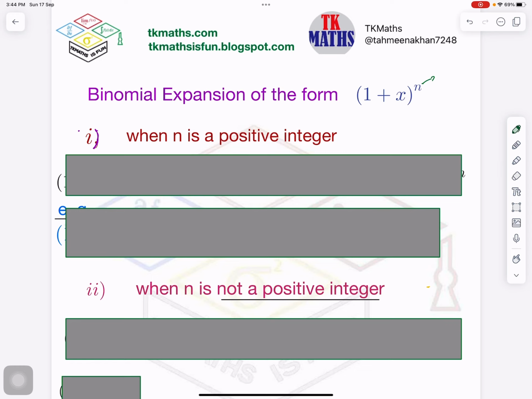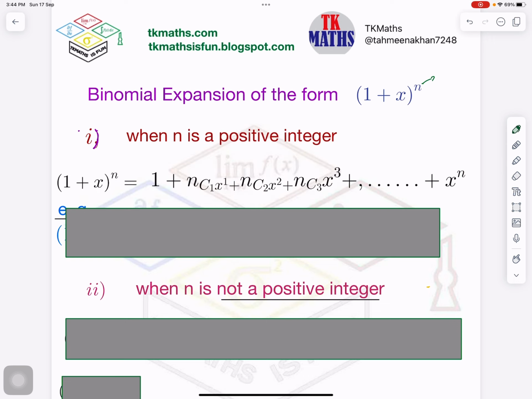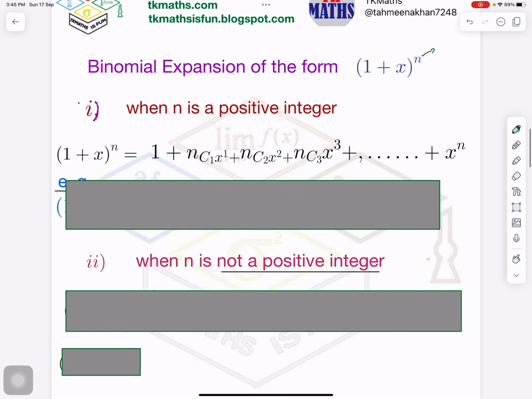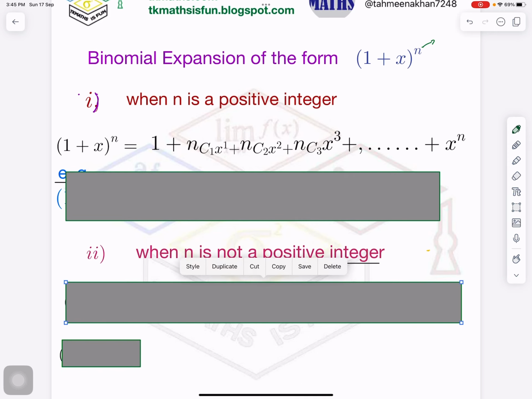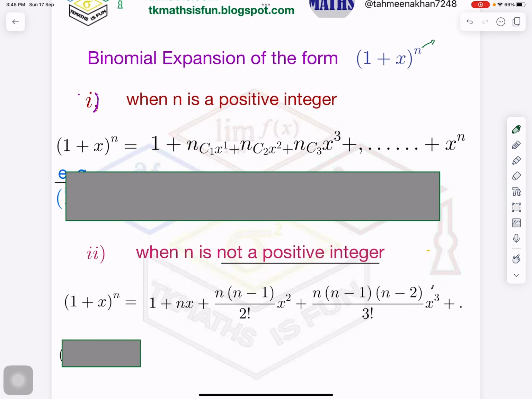Let me show you the formula here first so that you can recall. This is the formula you use when the value of n is a positive integer, and this is the formula when it is not a positive integer, rather it is negative or a fraction. So do you know the reason? Have you ever thought about it?